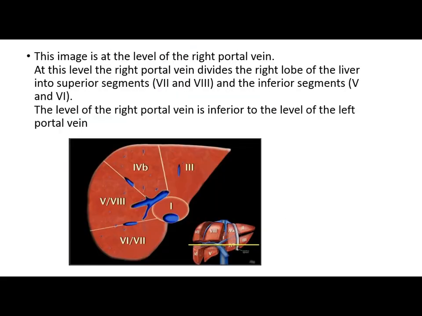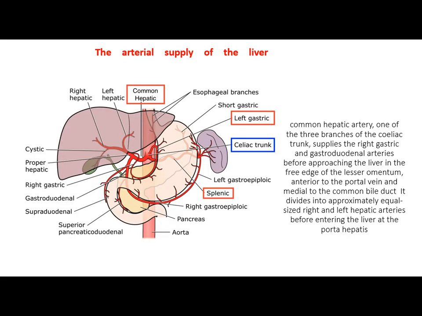The arterial supply of the liver is mainly by the common hepatic artery. It's one of the 3 branches of the celiac trunk, with the splenic artery and the left gastric artery. The common hepatic artery, after giving the gastroduodenal artery, becomes the hepatic proper and divides into the left and right hepatic arteries.